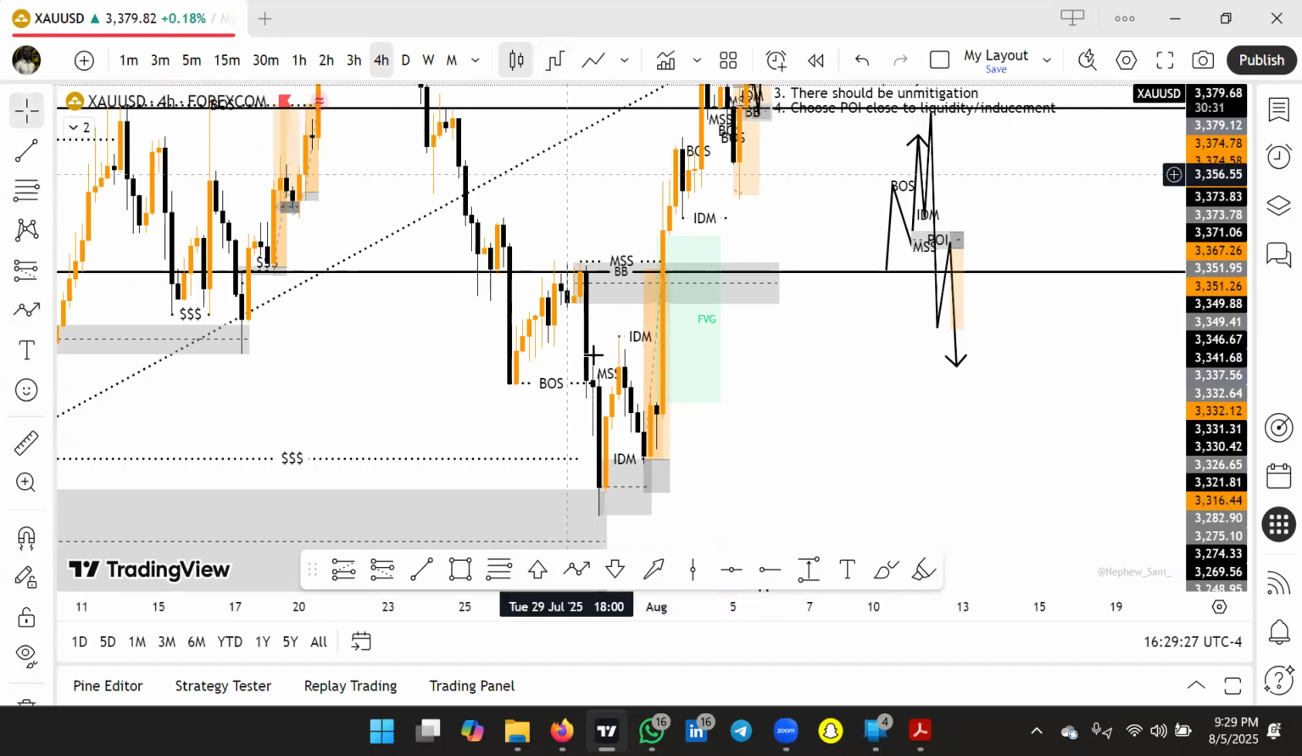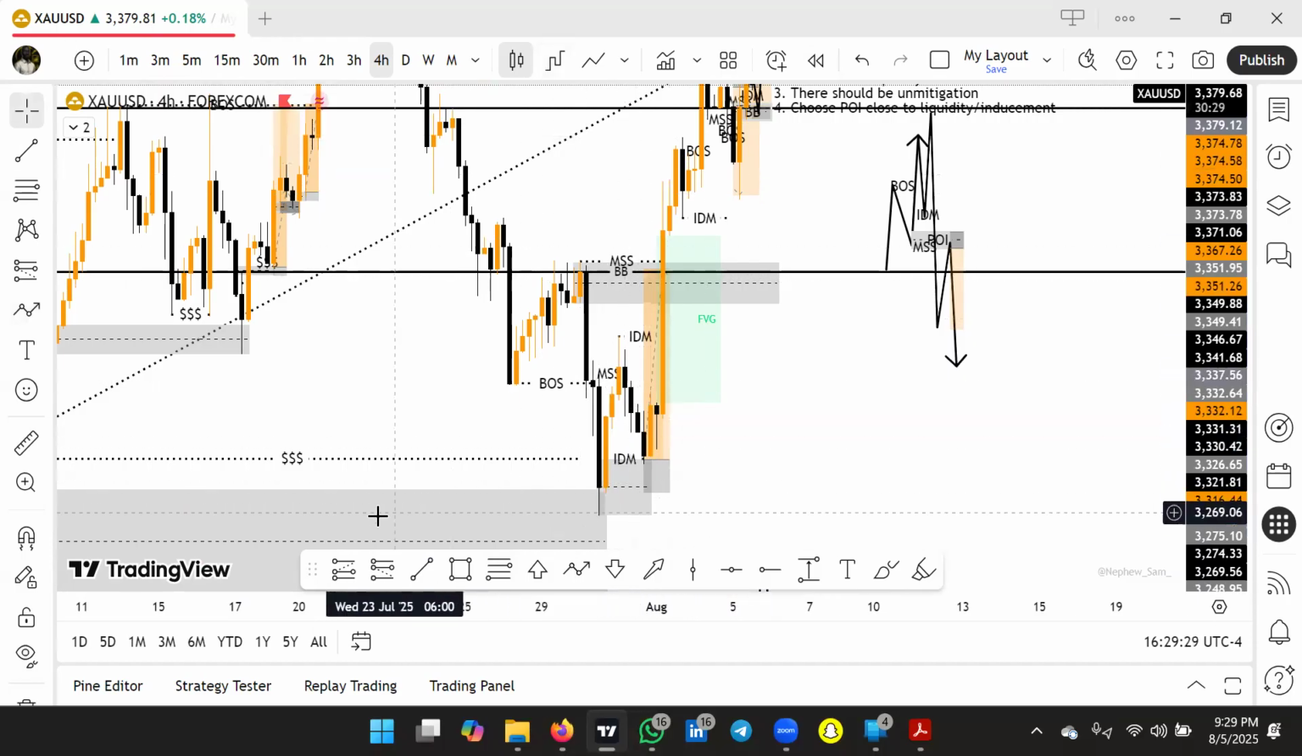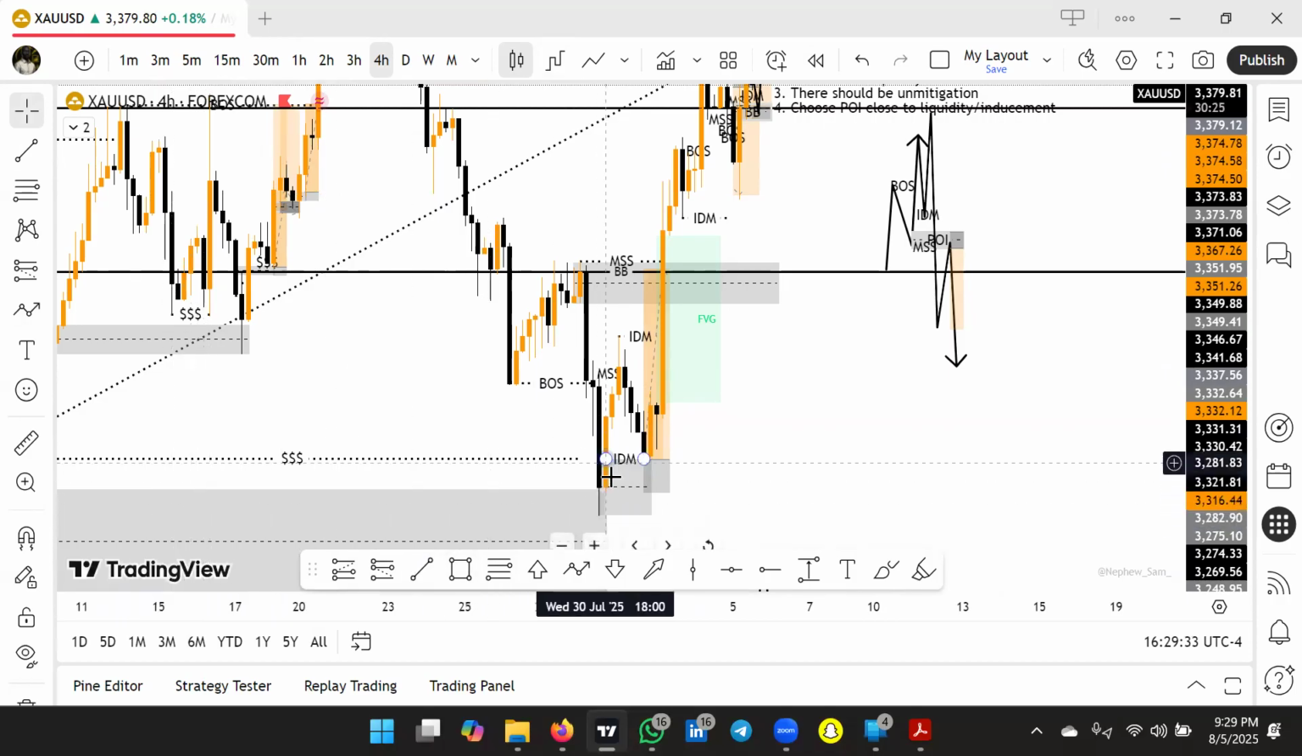But what this market did, the market bounced from a 4 hour order block. This is a 4 hour order block. This zone you see is the 4 hour block. The market bounced back. Instead, it gave us a market structural shift and then tapped into a 2 or 3 hour order block with inducement also.